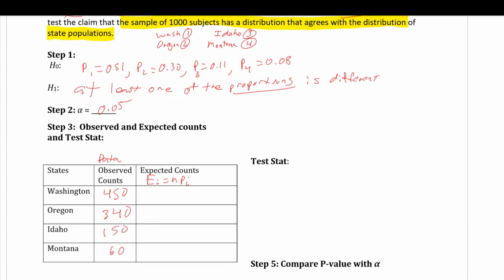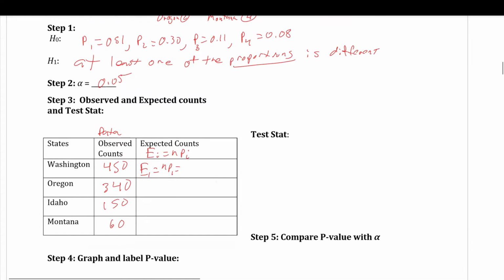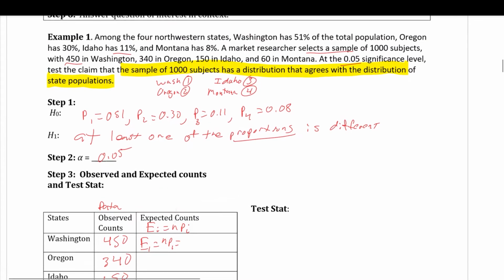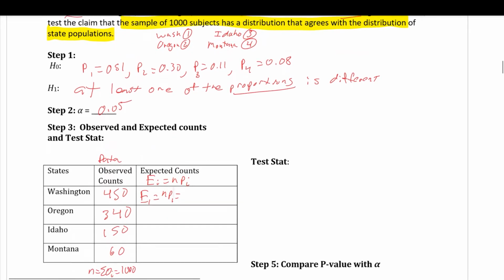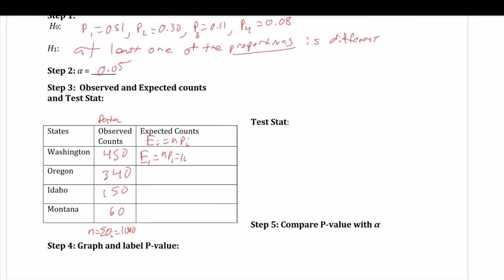Okay, so for Washington, again, Washington is 1, so E1 would be equal to n times P1. Well, what's n? Remember, n is the total number of observations, really. That's what this is, okay? N is equal to the sum of your total observations. If you were to add these, we would get 1,000, okay? And they actually told us that, I believe, at the very top. Yeah, 1,000 subjects. So we have 1,000.